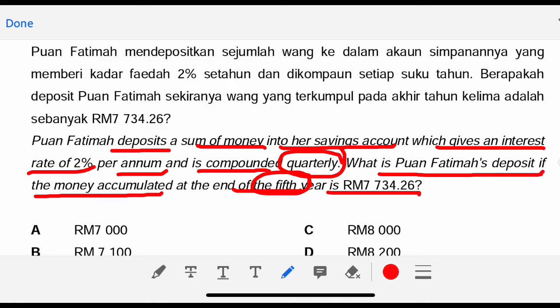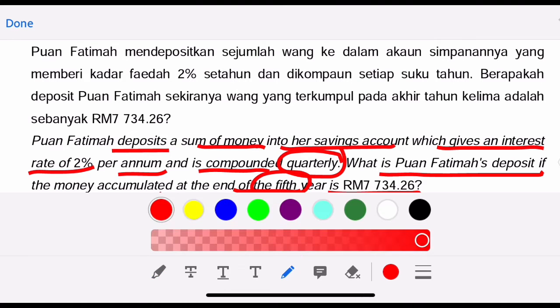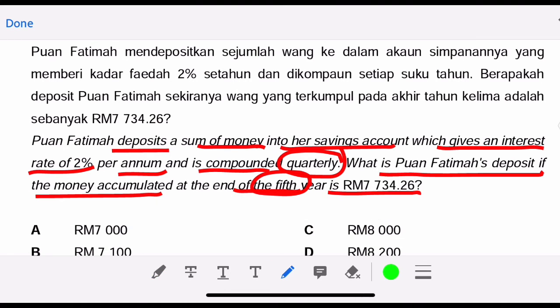Alright, this question is about Form 2 or Form 3, I'm not sure. It's about compounded interest. Now let's understand the question. If you really cannot understand in English, you can always use bahasa kebangsaan.